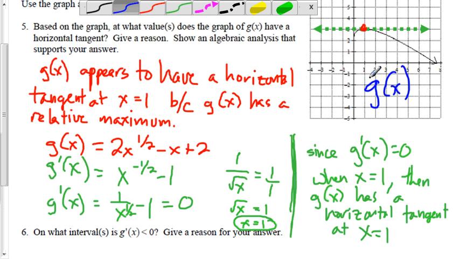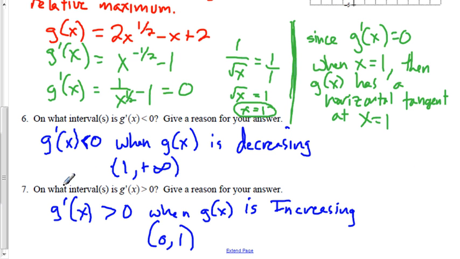And then when is the derivative going to be greater than 0? That looks like it's going to be when it's increasing, and that occurs just from 0 to 1, not including the 1. So let's write those down. And there we go. The derivative is negative when the original function is decreasing. That happens from 1 to +infinity. And the derivative is positive when g of x is increasing, and that happens from 0 to 1.